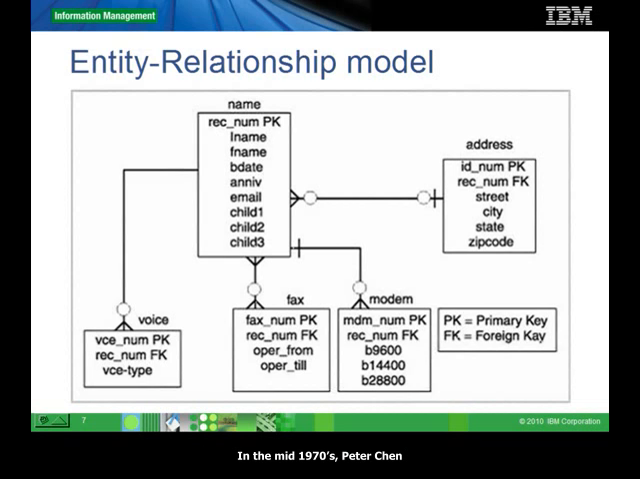In the mid-1970s, Peter Chen proposed the entity relationship data model. This was to be an alternative to the relational, CODASYL, and hierarchical data models. He proposed thinking of a database as a collection of instances of entities. Rather than being used as a model on its own, the ER model has found success as a tool to design relational databases.